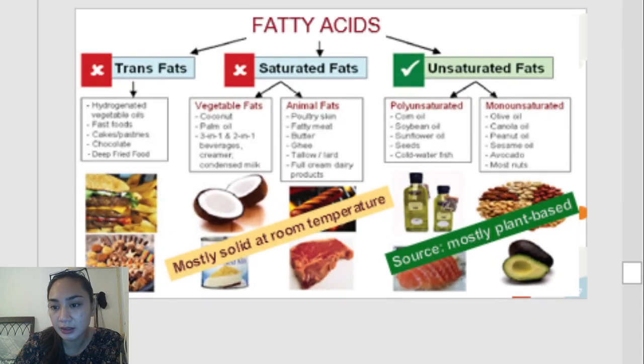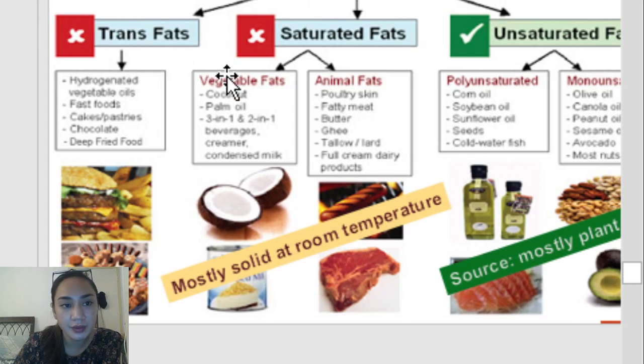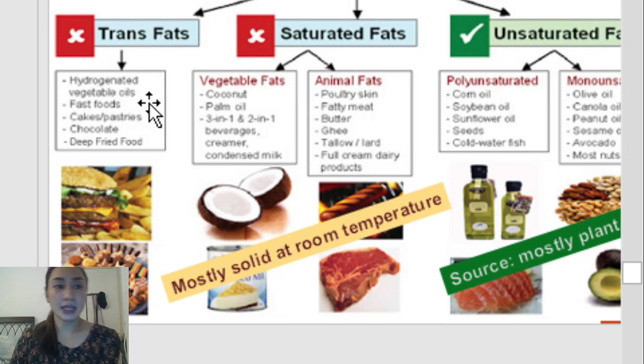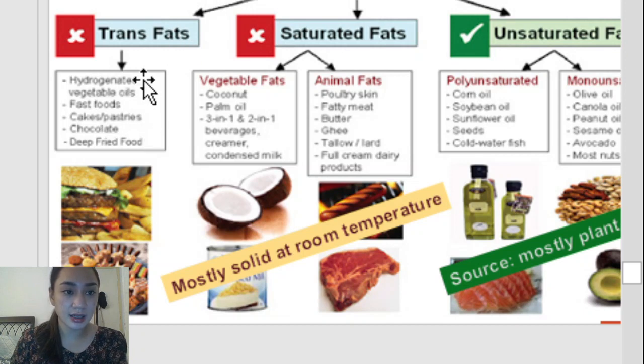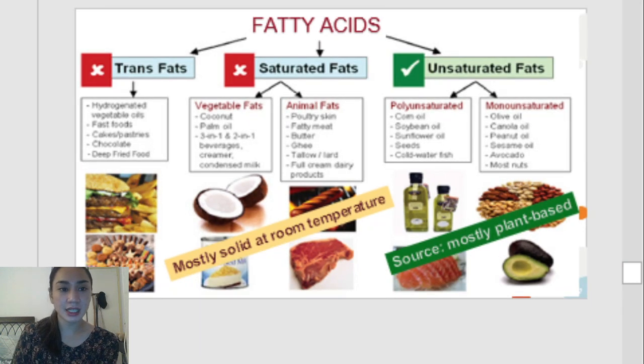So, yan. We also have here trans fats. So, ito talaga yung medyo hindi recommended, such as meron siyang hydrogenated vegetable oils coming from fast foods, cakes, pastries, chocolate, deep fried food. So, kung alin yung paborito, yun pa yung mataas yung trans fats, right? Kung alin yung masarap. Yeah.